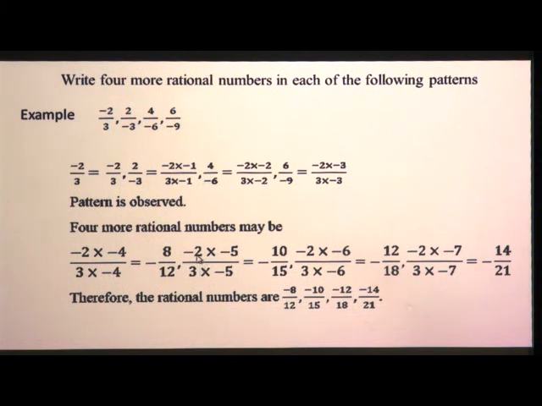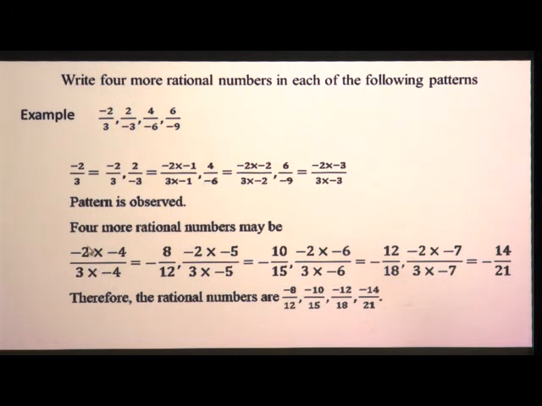Now, we will see minus 2 multiplied by minus 5 and 3 multiplied by minus 5. Minus 2 multiplied by minus 5 is equal to plus 10. Here 3 multiplied by minus 5 is equal to minus 15. So, the rational number we get after the multiplication is minus 10 upon 15. Here minus 2 multiplied by minus 6 upon 3 multiplied by minus 6 is equal to minus 12 upon 18. What we have done? Just we have followed the pattern.